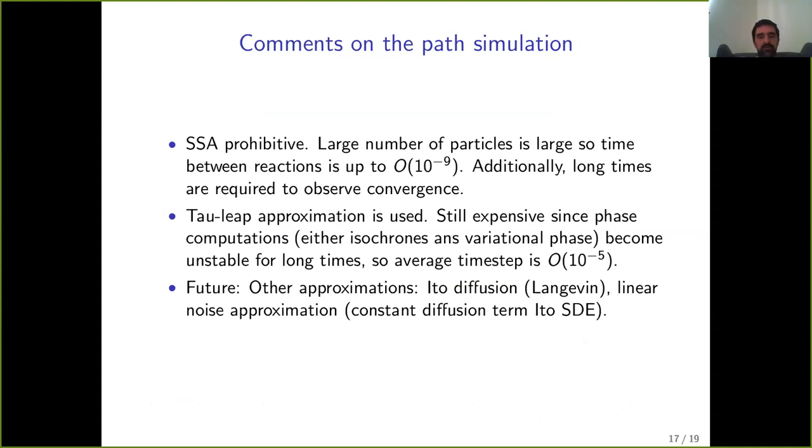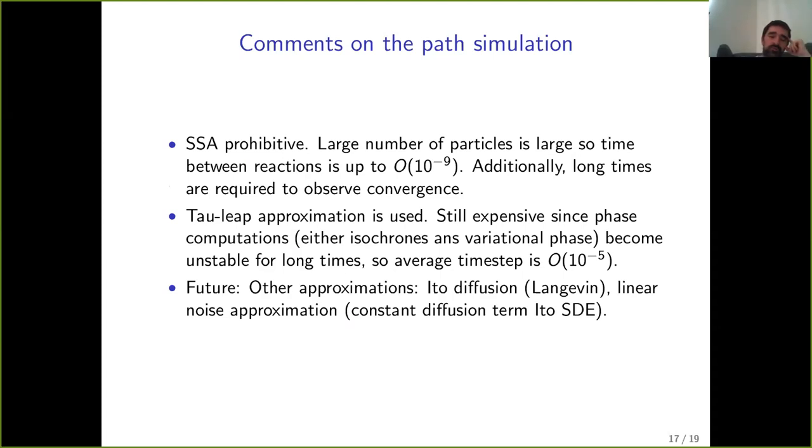Okay, these are some comments on the path simulation, which is pretty expensive to sample these trajectories. And remember, you have two sources of noise. Although you have small intrinsic noise, you have a significant extrinsic noise. So essentially two loops of simulations. You can optimize that a little bit, but still the interarrival times are very small, so you need very small time steps in the tau leap approximations. So the computations are pretty expensive, even if they are trivially parallelizable. Each trajectory is expensive because you need very small time steps and very long times.